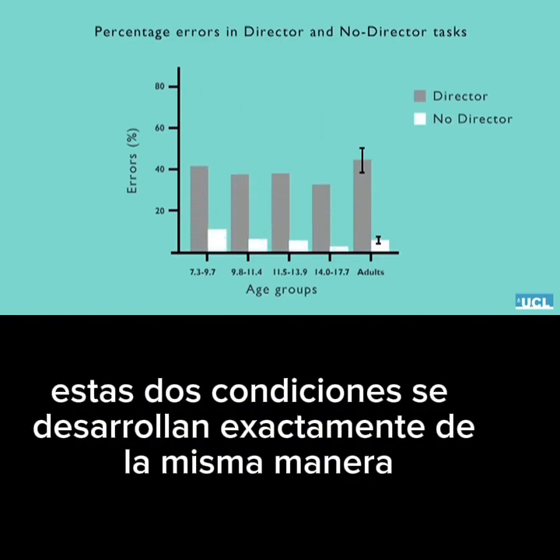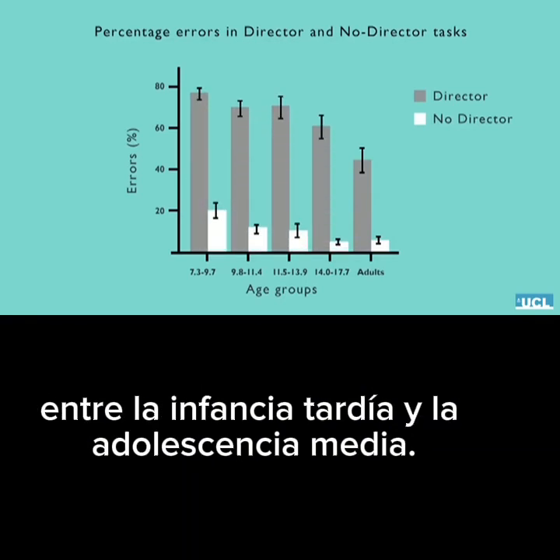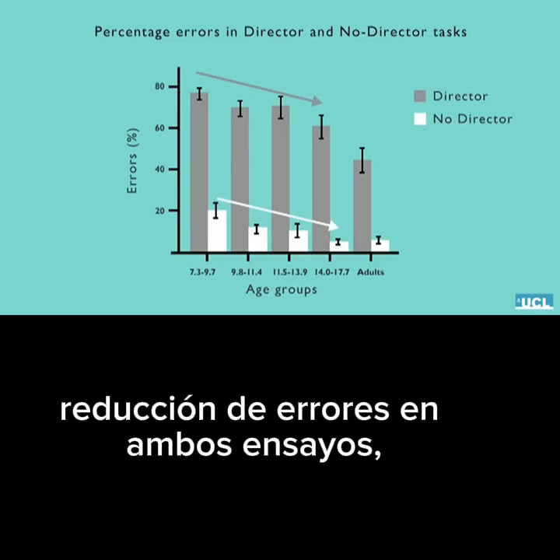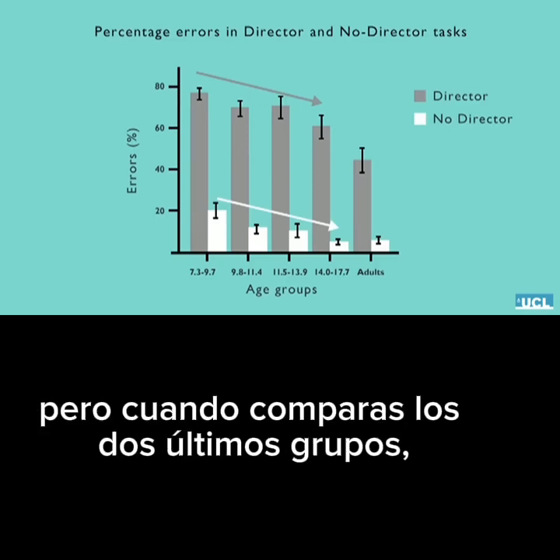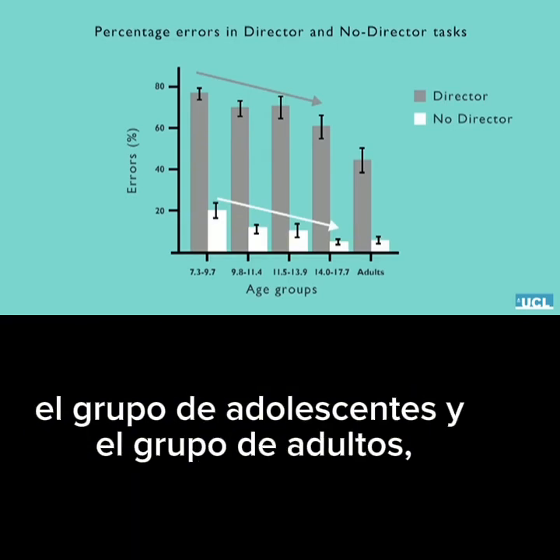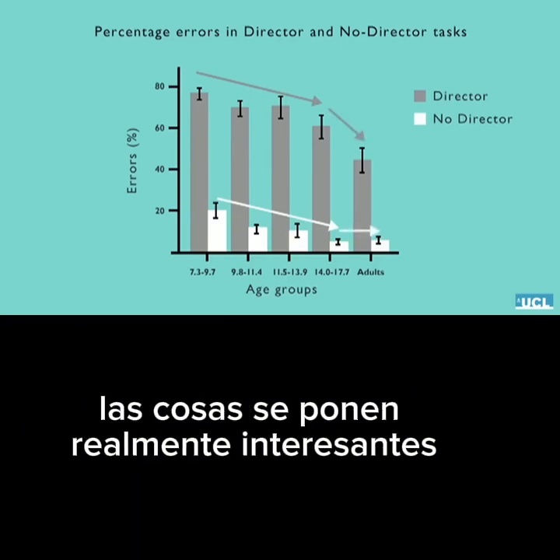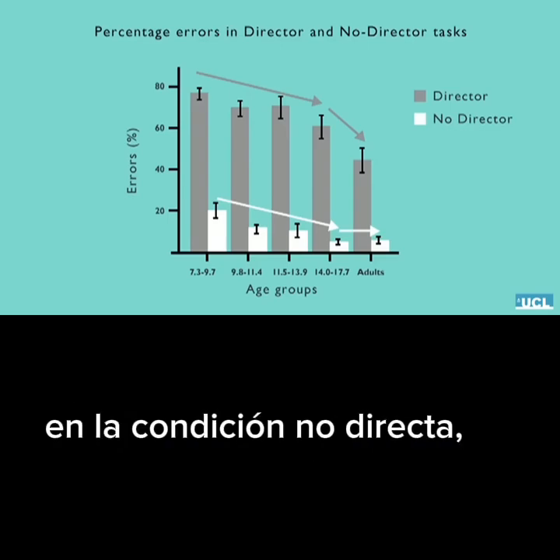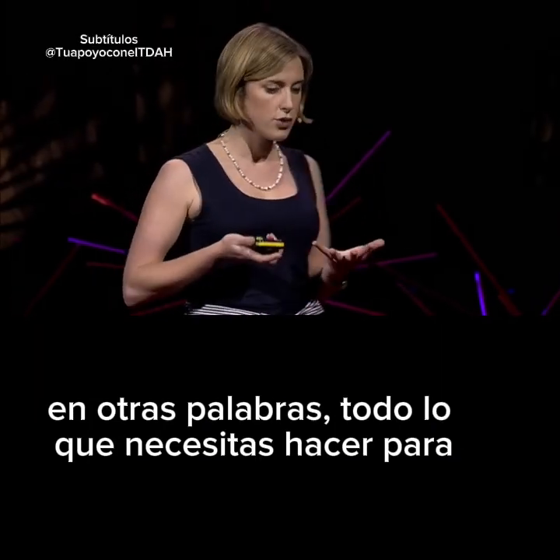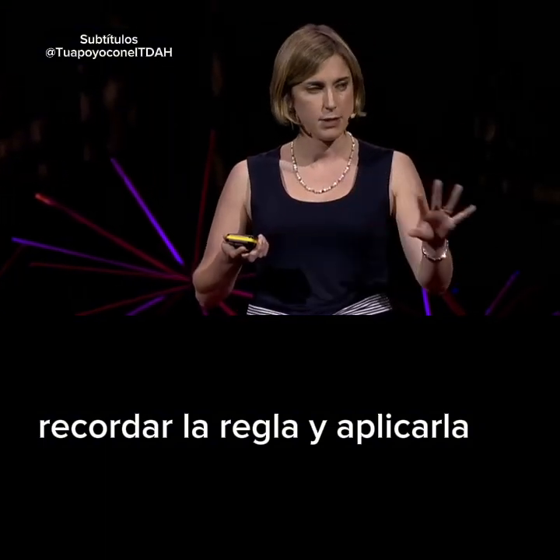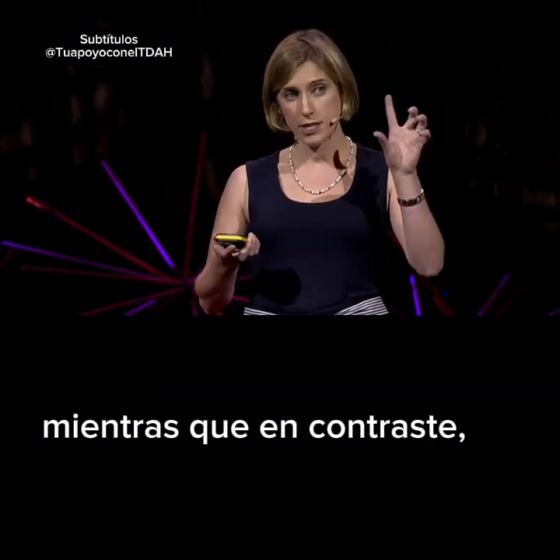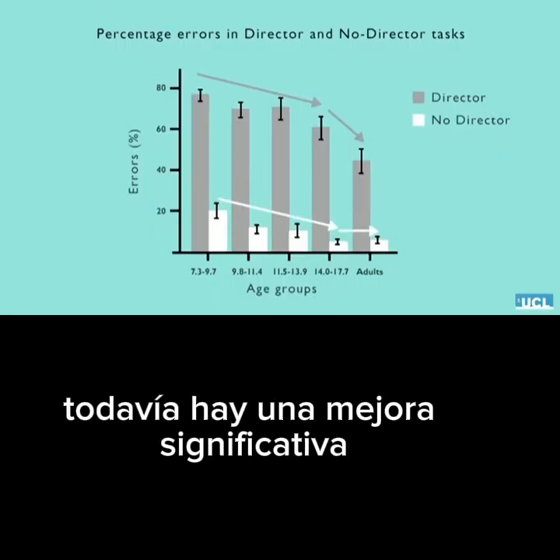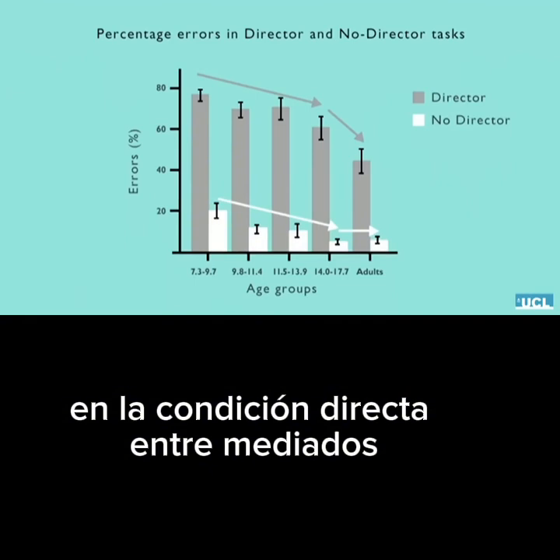Developmentally, these 2 conditions develop in exactly the same way between late childhood and mid-adolescence. There's an improvement, in other words, a reduction of errors in both of these trials, in both of these conditions. But it's when you compare the last 2 groups, the mid-adolescent group and the adult group, where things get really interesting, because there is no continued improvement in the no director condition. In other words, everything you need to do in order to remember the rule and apply it seems to be fully developed by mid-adolescence. Whereas in contrast, if you look at the last 2 grey bars, there's still a significant improvement in the director condition between mid-adolescence and adulthood.